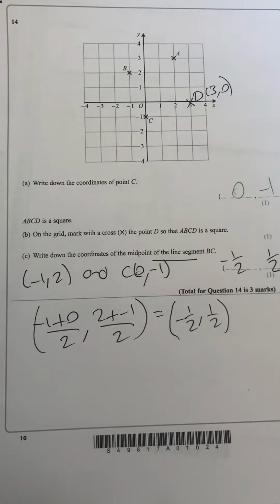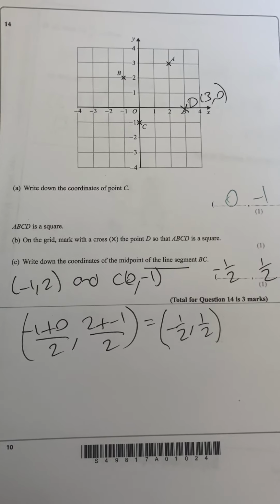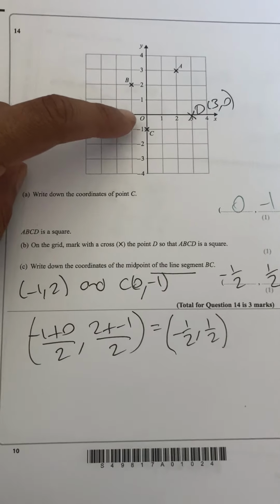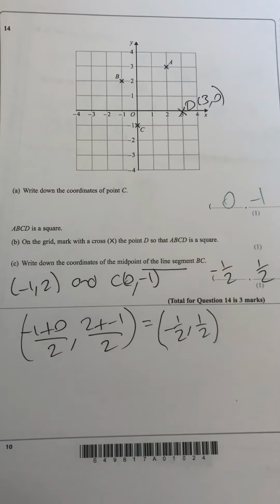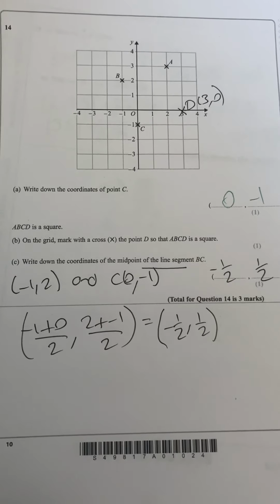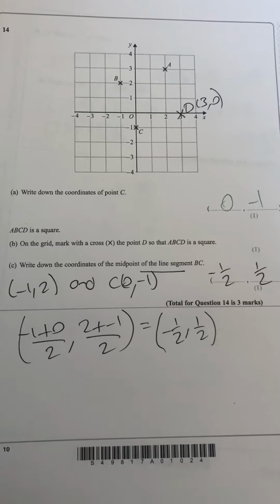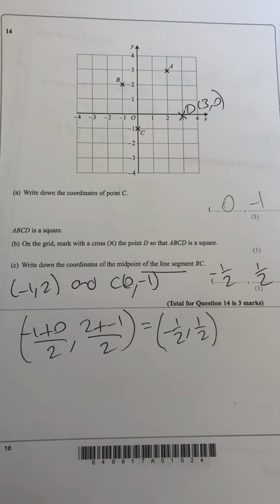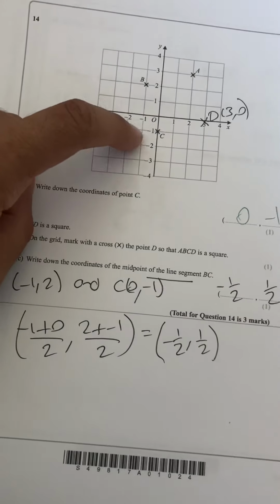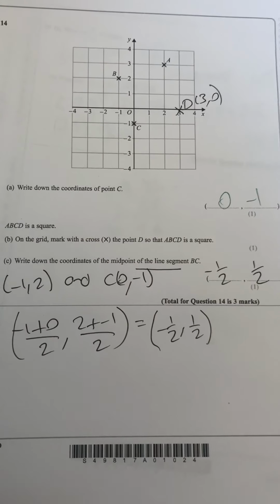Question 14. We've got a coordinate grid. Part A, write down the coordinates of C. C is 0, -1. So that's for 1 mark. Part B, ABCD is a square. On the grid, mark with a cross the points A and D, so it makes ABCD a square. So I've got the cross here, so it's 3, 0 for D. So that is my square.